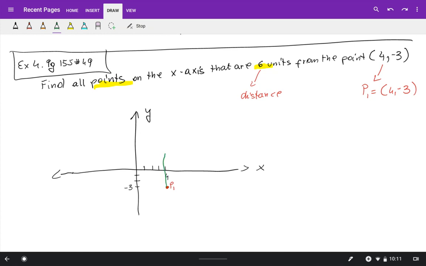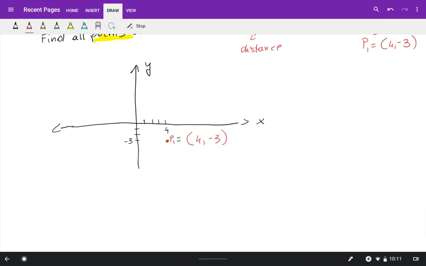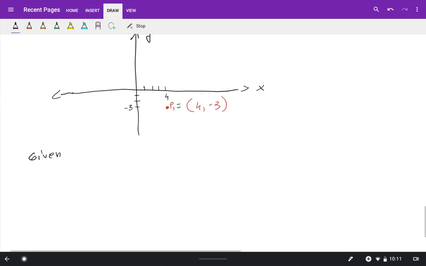Or we can just go that way, 6 units, and find this point right here. So that's why we're using plural. We know we have only one point given, P1 with coordinates 4, -3. This is given, and we know the distance. Let's write this down. Given: the distance is equal to 6 units, and one of the points is given, P1, which is 4, -3.